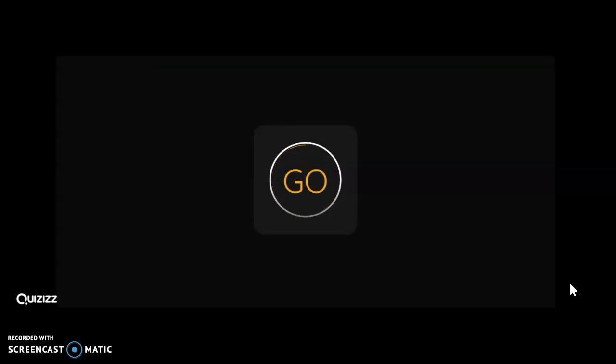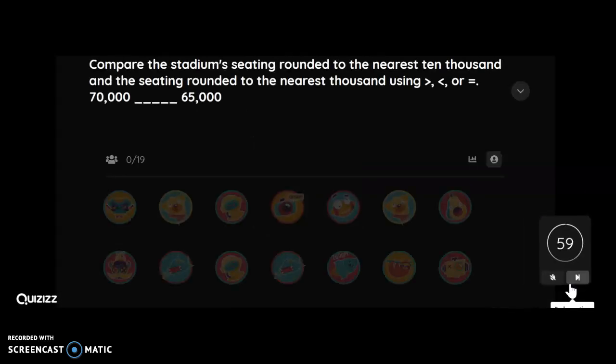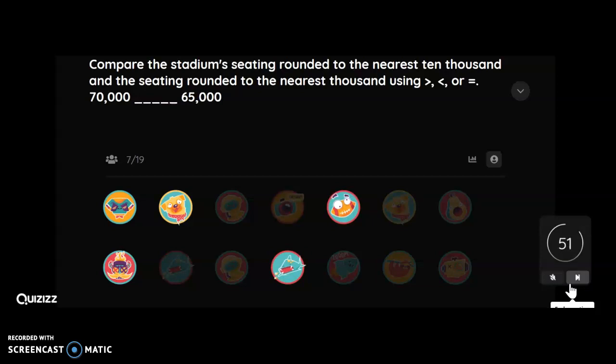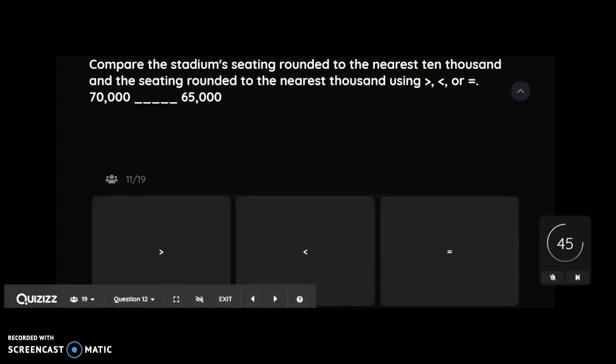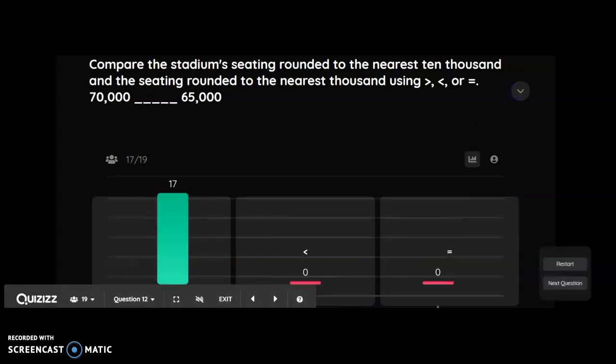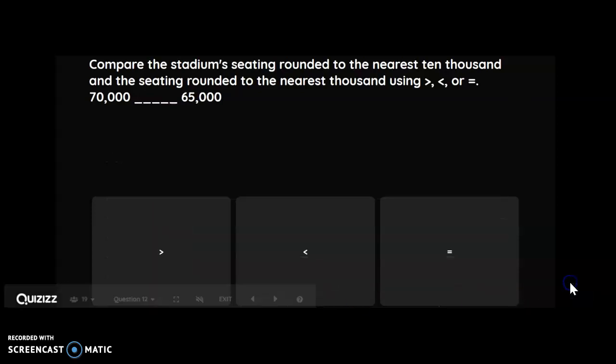Next question. Compare the stadium seating rounded to the nearest 10,000 and the seating rounded to the nearest 1,000 using greater than, less than, or equal to. So you're comparing 70,000 and 65,000. Okay, 70,000 is greater than 65,000. 7 10,000s is more than 6 10,000s. Okay, next question.